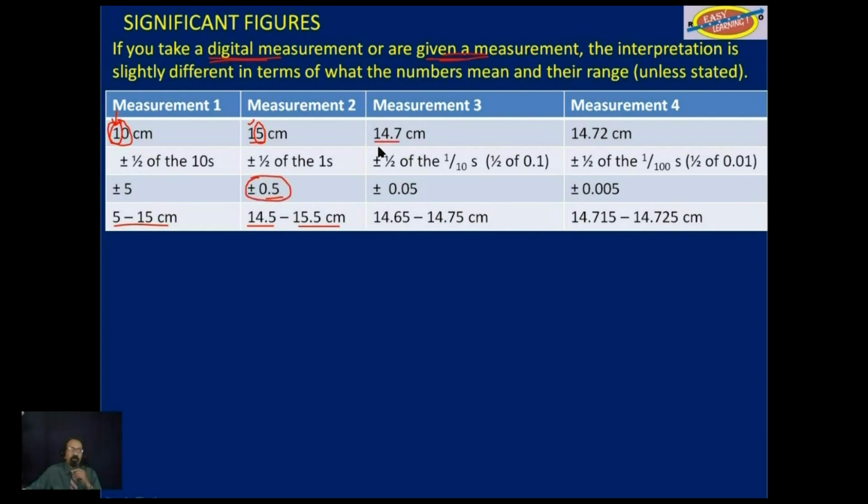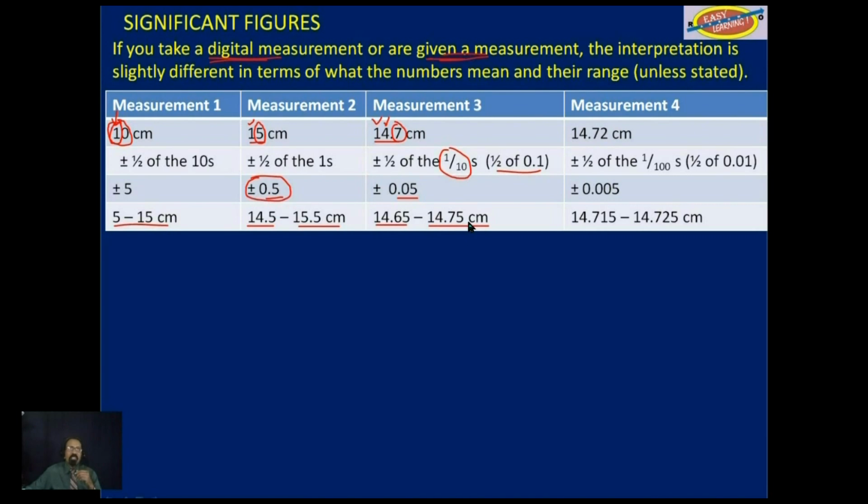If you say 14.7 centimeters, now you are sure of the tens position, you're sure of the ones position, you're not sure of the 1/10 position, the 0.7. Now half of 1/10 is 0.05. Half of 0.1, which is 1/10, is 0.05. So your measurement that says 14.7 will actually mean 14.7 plus or minus 0.05, which is 14.65 to 14.75.